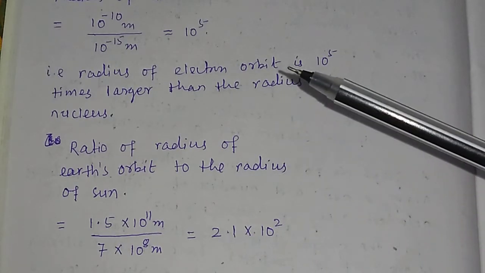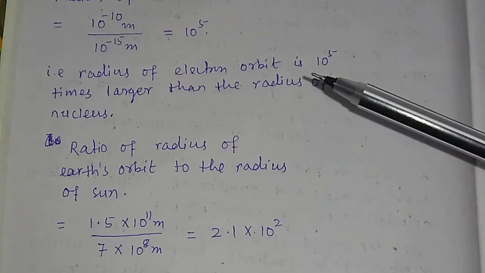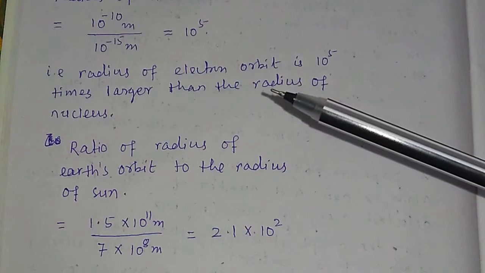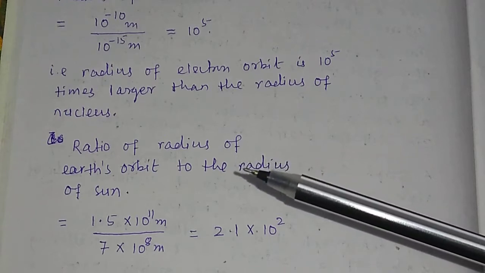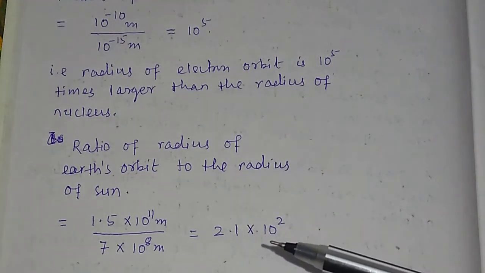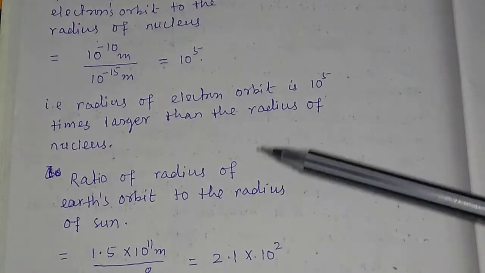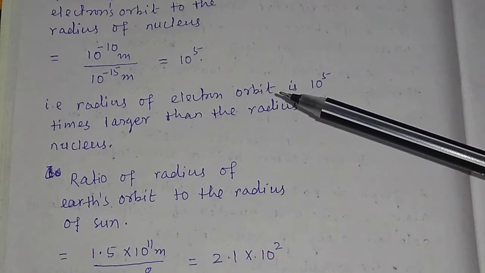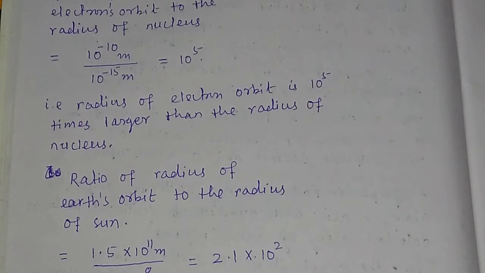And here, in case of the atom, the radius of the electron orbit is 10^5 times larger than the radius of the nucleus, but in case of the solar system, it is 10^2. So from this comparison, you can conclude that the atom contains a much greater fraction of empty space than our solar system.